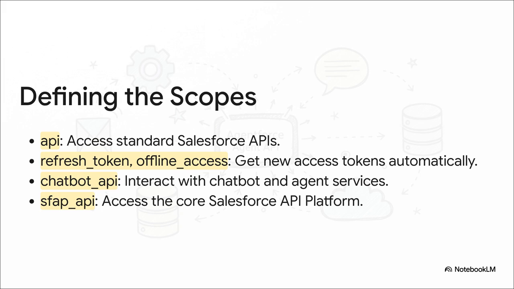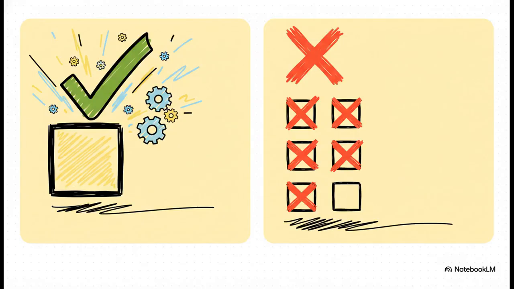The API scope gives you general access. Refresh token is super important for keeping the connection alive without manual logins. And then the last 2, Chatbot API and SFA API, those are the special permissions that actually let us talk directly to our AI agents. Together, they give our app the exact access it needs. No more, no less.